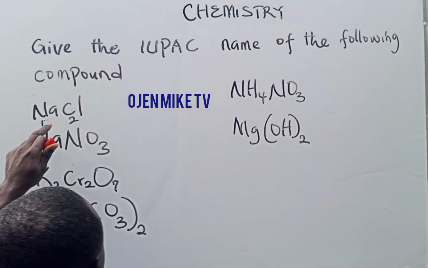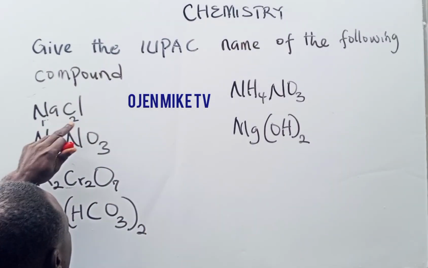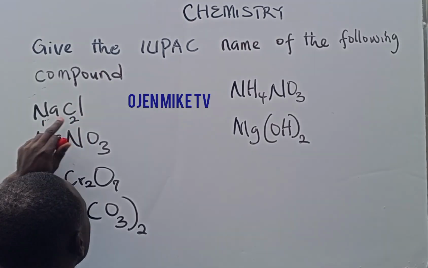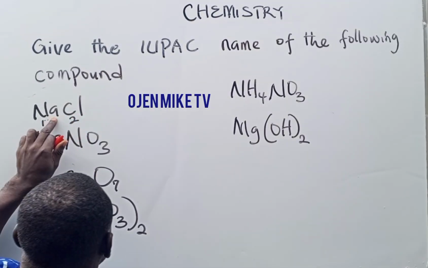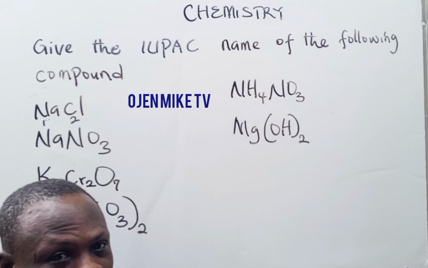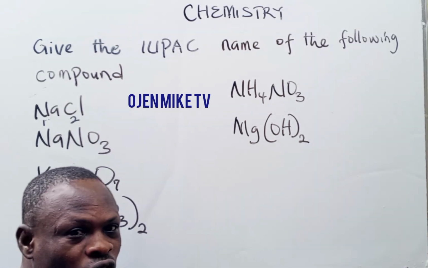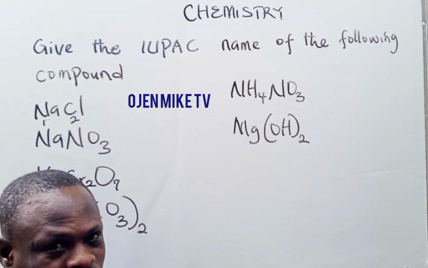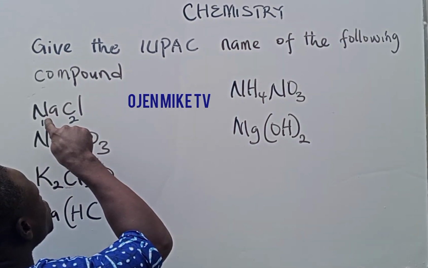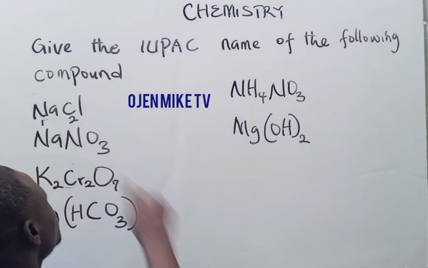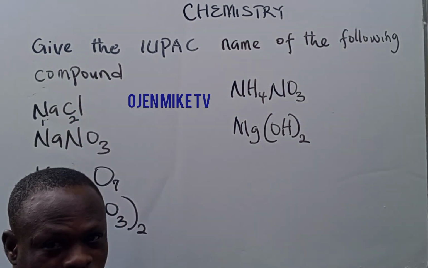What do I mean? This is sodium. This element is what? Sodium. This is chlorine. You don't say sodium chlorine. You say what? Sodium chloride. When chlorine is attached to another element, you don't call it chlorine. You call it what? Chloride, because you are summarizing with it. All right. So this one is called what? Sodium chloride. You name number one, you end with number two.